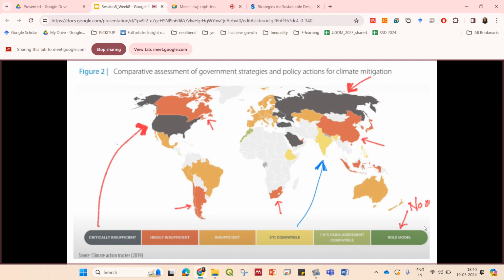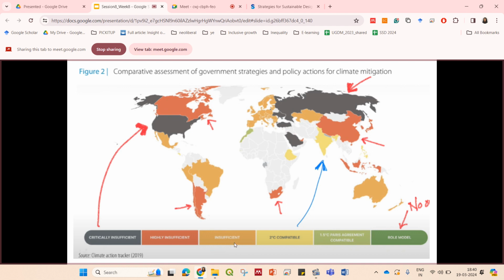So you can see various countries like the USA, Russia, and some countries in the Middle East are critically insufficient, or their policy actions render them critically insufficient for climate mitigation action. Then there are countries which are highly insufficient, like Canada and China.